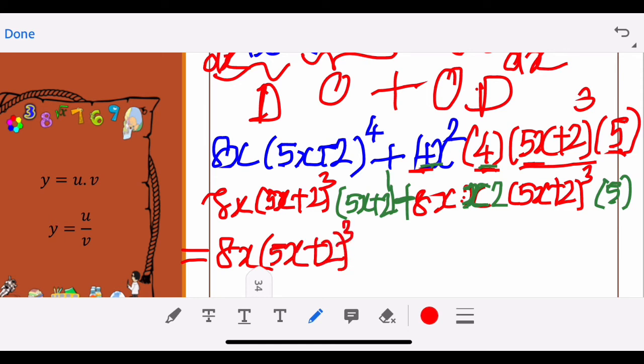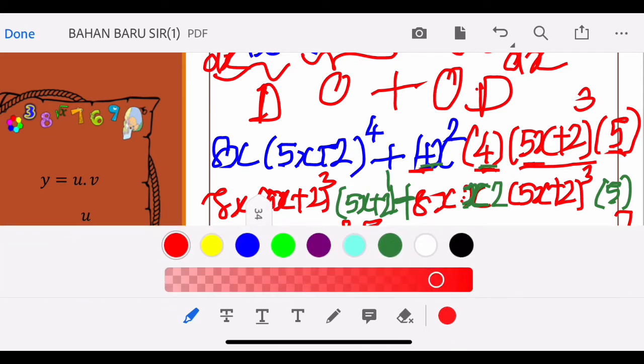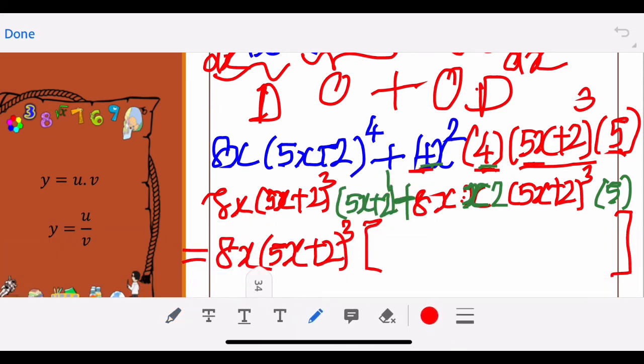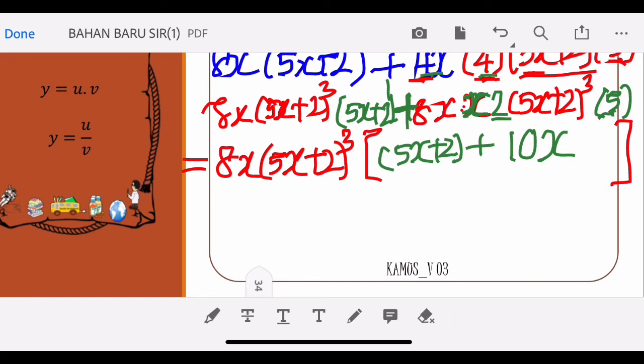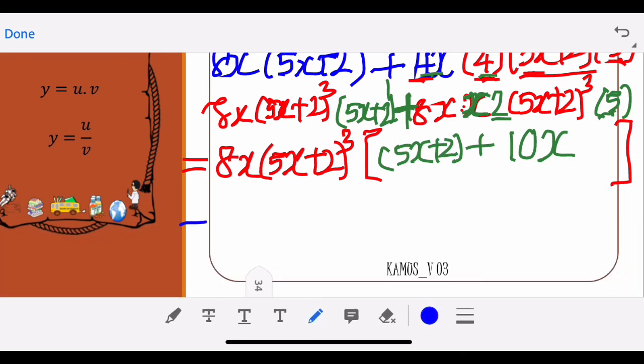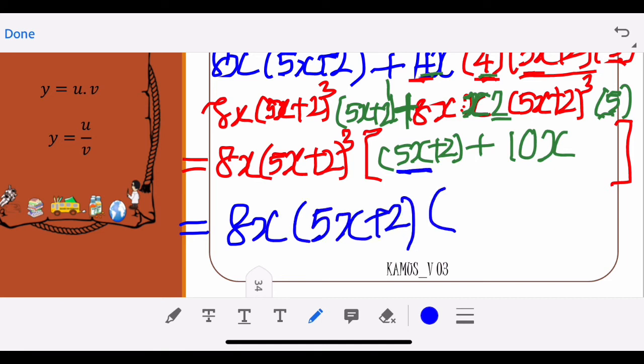You use a color, then you will notice that it's easier for you to factorize. So the green color will remain inside the bracket, right? So I have 5x plus 2, and then plus, remember there's a plus. Alright, I have 2 and 5, which is 10x, right? Okay, 8x, 5x plus 2 power 3 can factorize. Okay, settle. Now you can simplify to the simplest form like this. Okay, it looks very beautiful. Now you have 5 and 10, 15x plus 2, right?